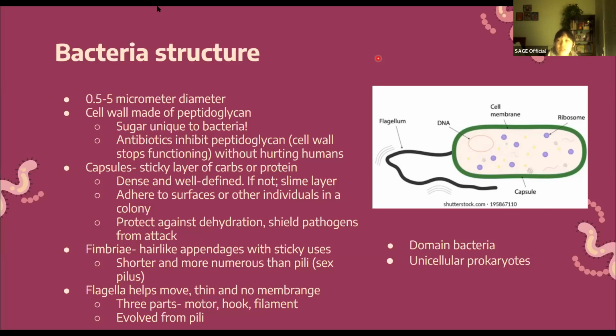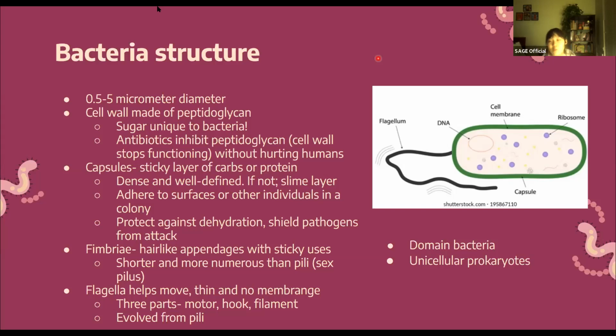So first, their size: they are 0.5 to 5 micrometers in diameter. On the other hand, our cells are about 10 to 100 micrometers. But the thing is, we are made out of trillions of cells, and they're just one cell. So you can imagine how small most of them are.